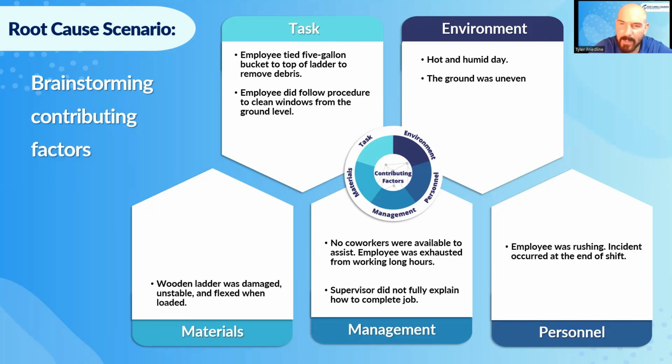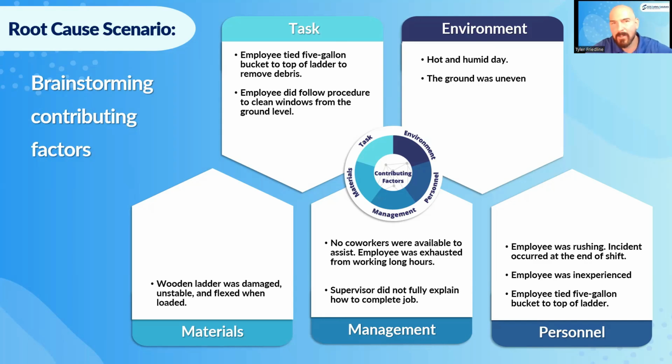On the personnel end, right? The stuff that's easy to see. The employee admitted they were rushing, happened at the end of the shift. He wanted to get to his son's baseball game. How about the fact that the employee was inexperienced, right? First week on the job, this incident occurred, and the employee tied the 5-gallon bucket to the ladder, right? We also had that in the task section. Again, this is just a brainstorming tool.